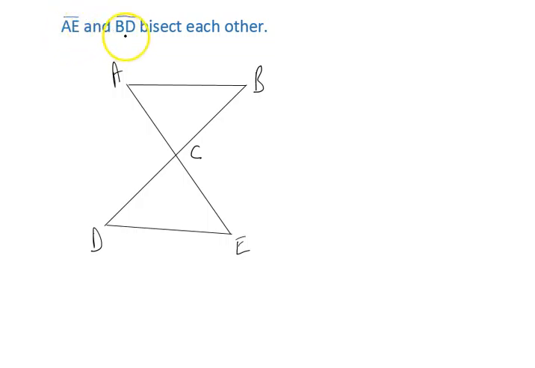So AE and BD bisect each other. It means they cut each other in half. So if I look at AE, it's going to be cut in half, and BD is going to be cut in half. So I'm going to mark those as being equal amounts on each side of the middle.